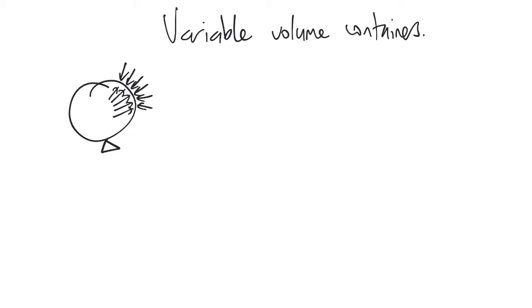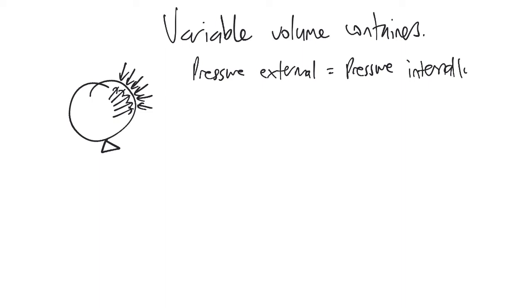Okay, so something that you need to know about variable volume containers is that the pressure externally must equal the pressure internally. Okay, so you can have changes to the external or internal pressure. We're just going to deal with changes to the internal pressure for now. All right, but the idea is that you can also change the external pressure, and that will change the way that your volume goes.